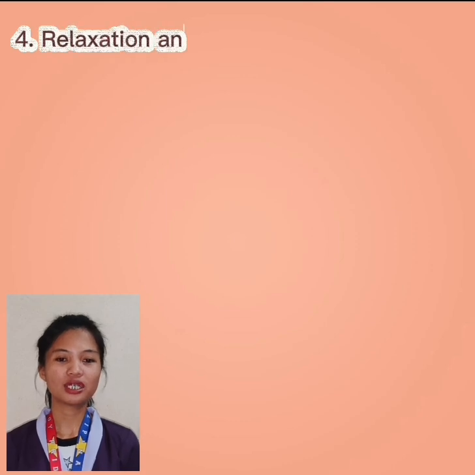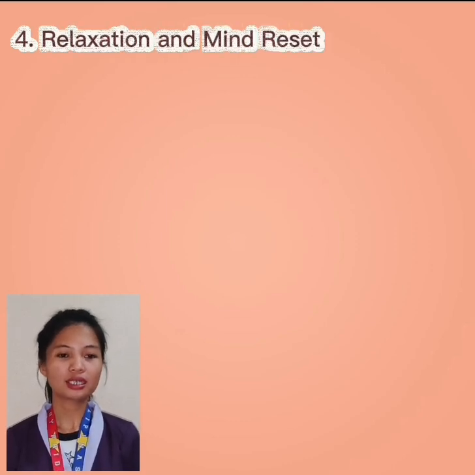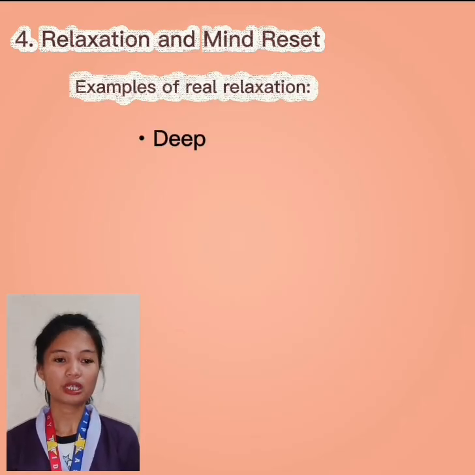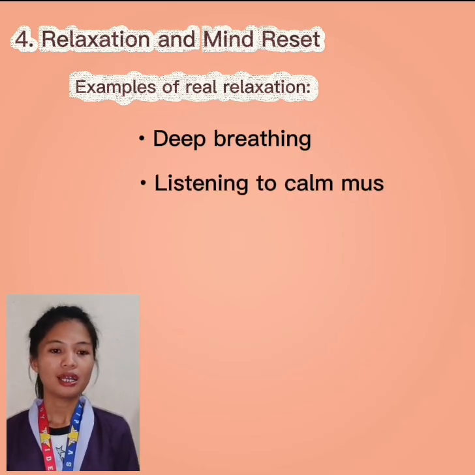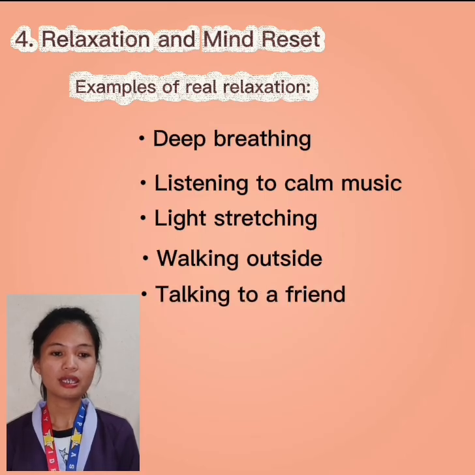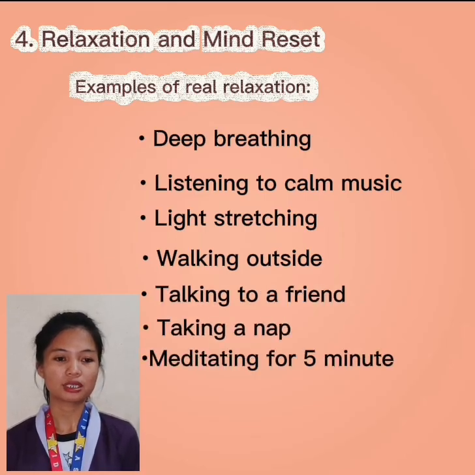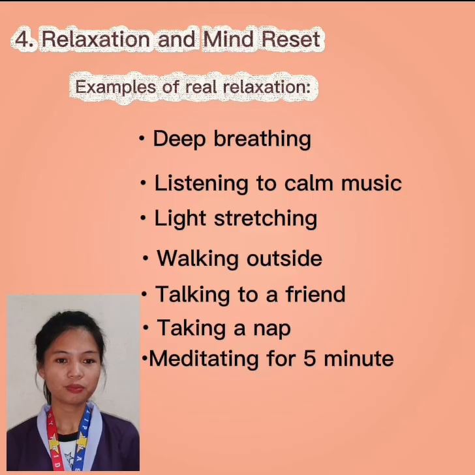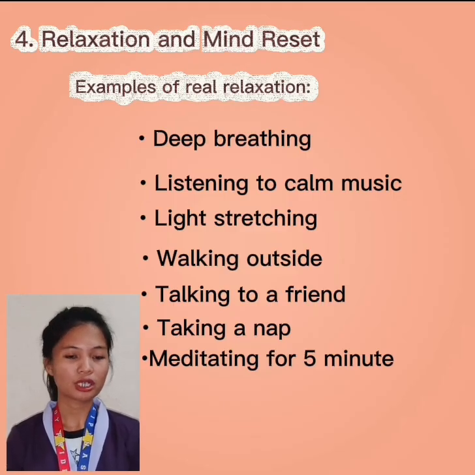Fourth, relaxation and mind reset. Relaxing doesn't mean scrolling through Facebook or TikTok endlessly. Real relaxation means activities that help your mind reset. Examples of real relaxation: deep breathing, listening to calm music, light stretching, walking outside, talking to a friend, taking a nap, and meditating for 5 minutes. These small activities reduce stress and clear your mind. When your mind is calm, you can think better and work smarter.